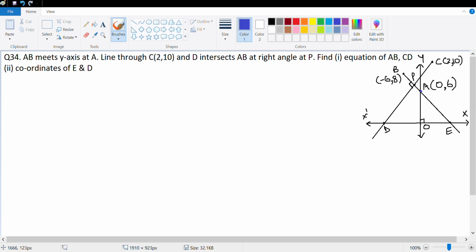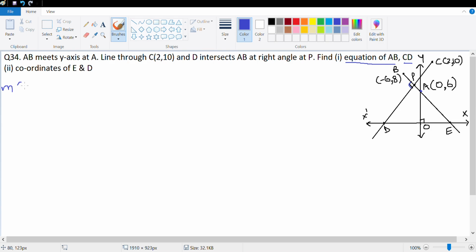P is 90 degrees. B, E, D here, A here. So AB meets the y-axis at A, which is (0, 6). The line through (2, 10) and D intersects AB at a right angle at P. First, find the equation of AB and then the equation of CD. So let's first find the slope of AB because we know 2 points on AB.